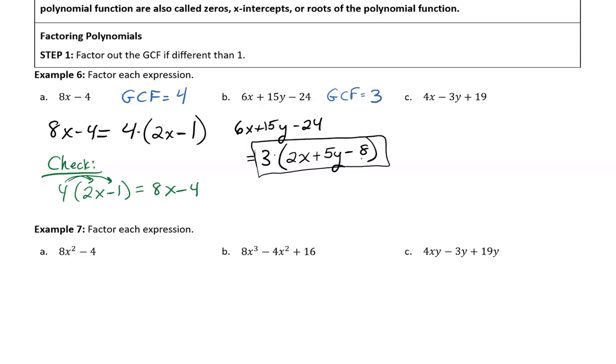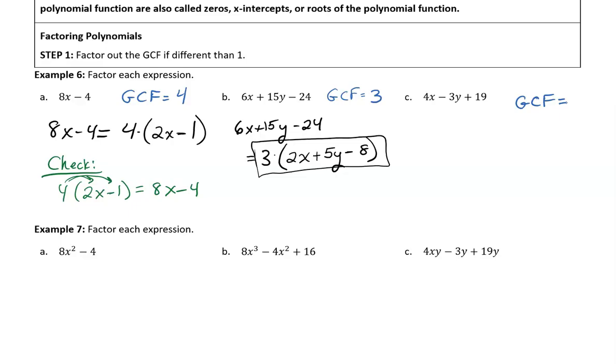Last one, part C. 4x minus 3y plus 19. So all my variables are different. So my GCF, it's not going to have any variables in it. Let's consider the 4, the 3, and the 19.